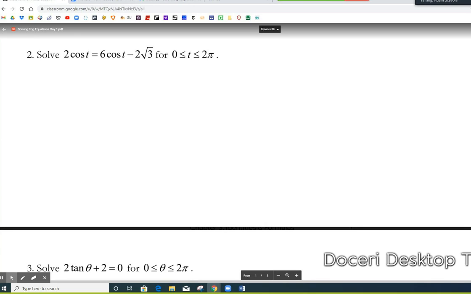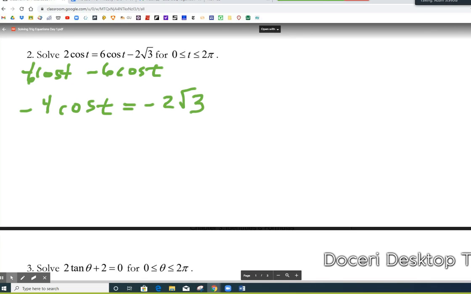All right, so we want to first always isolate the trig expression. So if I subtract 6 times the cosine of t, I get -4 times the cosine of t is equal to -2 root 3. So we're trying to isolate this part.